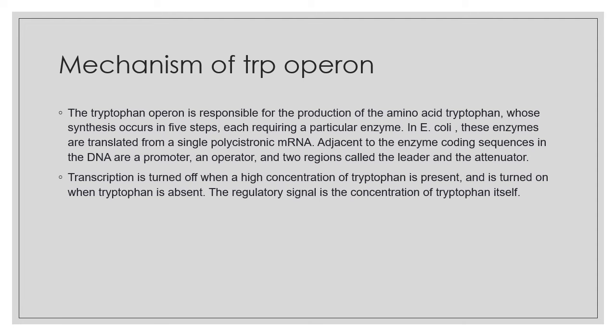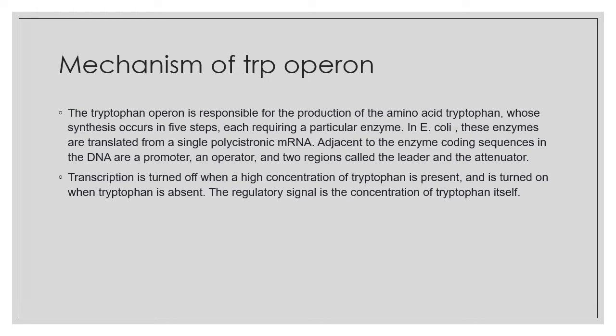Now the mechanism of the TRP operon. The TRP operon is responsible for the production of the amino acid tryptophan, whose synthesis occurs in 5 steps and each require a particular enzyme. And these enzymes are translated from a single polycistronic mRNA.